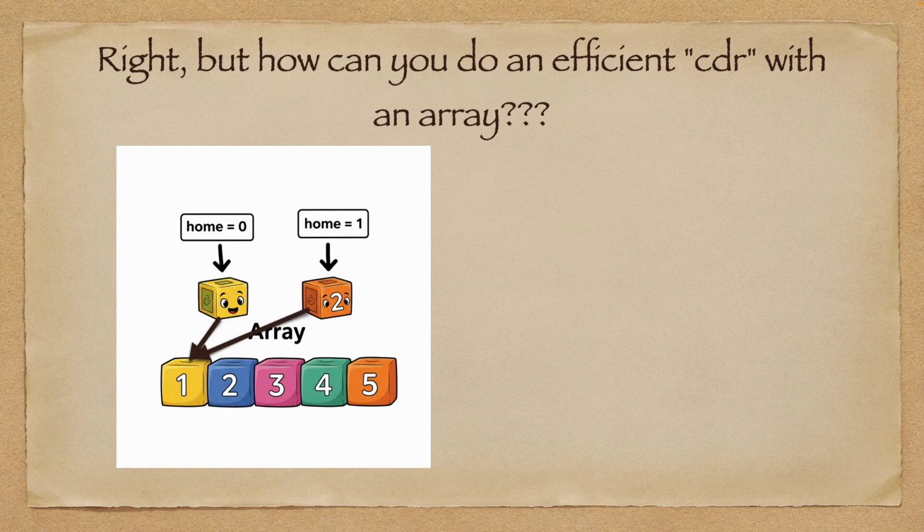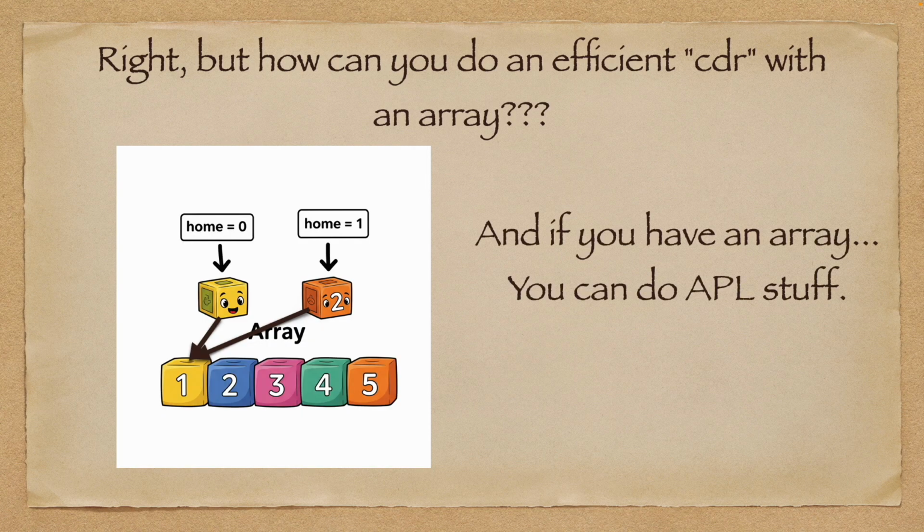But if you do a CDR, then all you have to do is to create these very small objects, which is just a pointer and an offset, and to tell the system that this offset is set to 1. Because this offset is set to 1, next time you try to access an element, this offset will be added to your index. And of course, it would be exactly as if the first element of your list is the second element of that array. And if you have an array, well, you can do APL stuff.